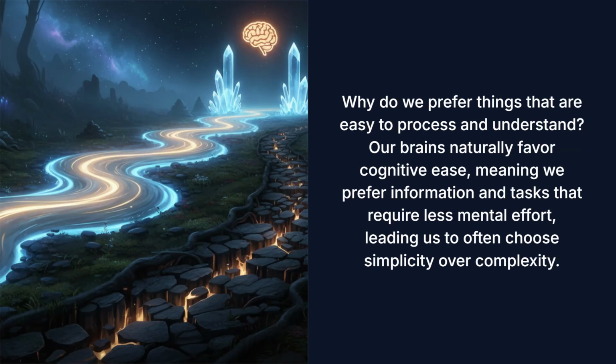Ninth, why do we prefer things that are easy to process and understand? Our brains naturally favor cognitive ease, meaning we prefer information and tasks that require less mental effort, leading us to often choose simplicity over complexity. Cognitive ease refers to the feeling of fluency or familiarity when processing information.